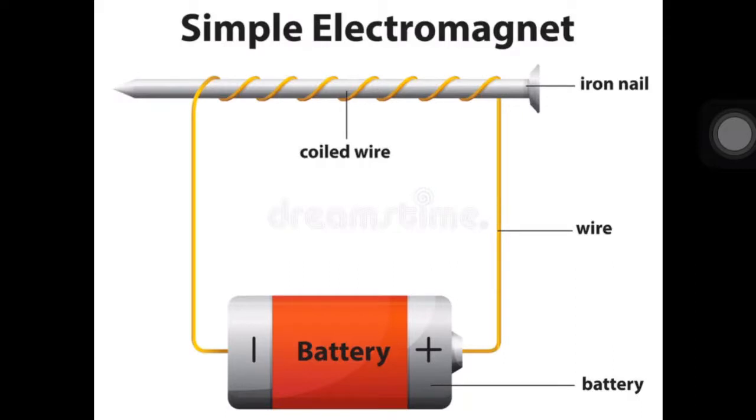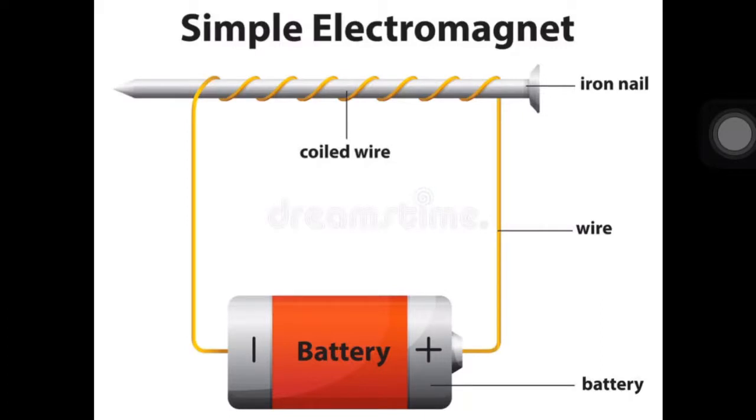On the other hand, a temporary magnet will act as a magnet only on some occasions. The electromagnet belongs to the class of temporary magnet. Okay. Simply, what is an electromagnet?